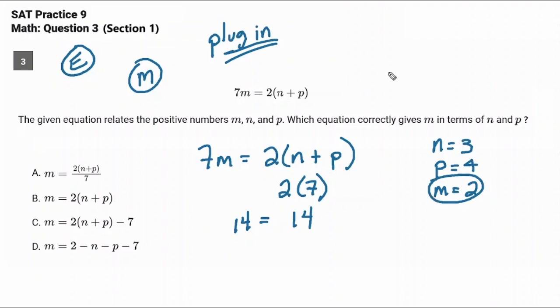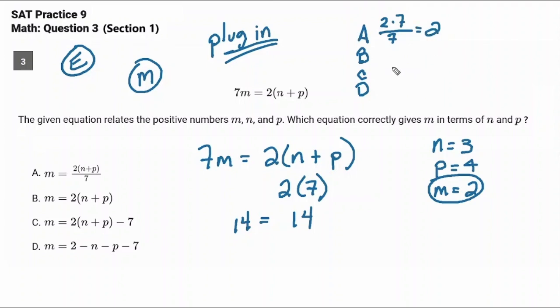So I'm going to write down the answer choices. I'm going to write them down vertically. You don't have to. And then I'm just going to plug in the numbers I made up. They're all m equals, so 2 times n plus p. 2 times 7 over 7. That's 14 over 7. That's 2. Hey man, that's probably the answer.